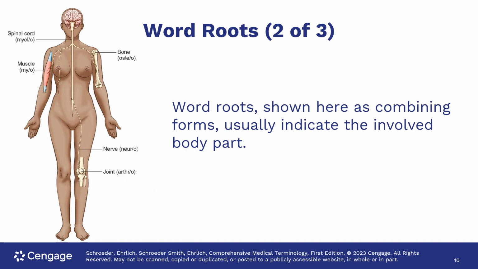These roots with the combining forms, remember that's just the vowel that joins them with the suffix, show you which body part we're talking about. So neur is nerve, arthr is joint, oste is bone, my is muscle, and myel is spinal cord. So these two guys, my and myel, kind of similar. So that's where we really need to pay attention. That's really the reason we need to pay attention to detail.